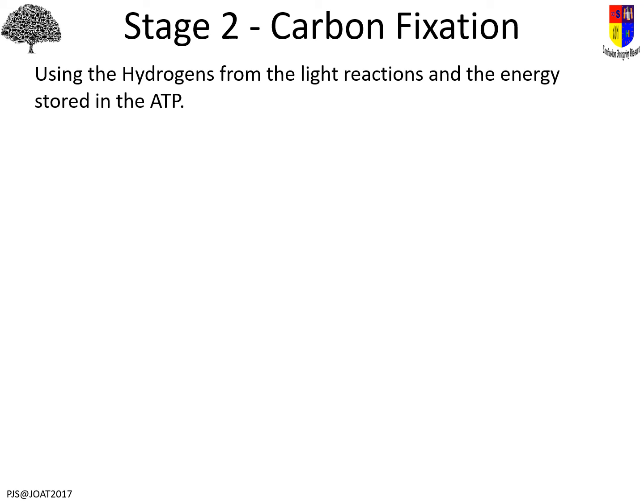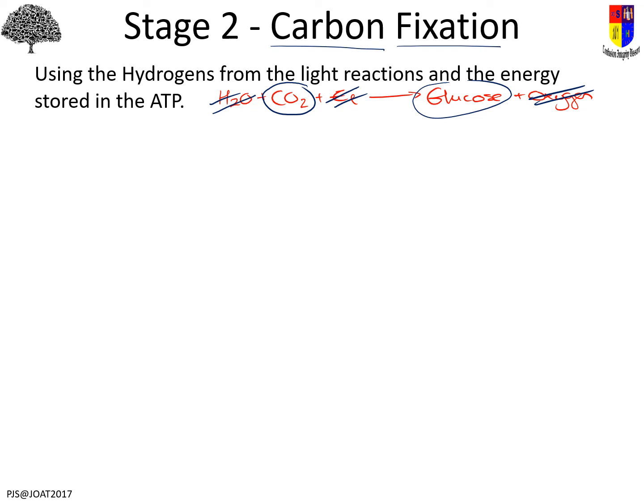So we're going to use the hydrogens, we've just said, and we're going to use the energy. Okay, so if you think about your original equation said water and carbon dioxide, and light goes to glucose and oxygen. Right, well, we've already used up our water, so it's no longer part of this. We've used our light, because that was part of the light bit, and our oxygen has also out of the equation. So it means in the second stage we can only be using carbon dioxide, and we're going to make glucose. Since this is called carbon fixation, that's maybe not surprising.